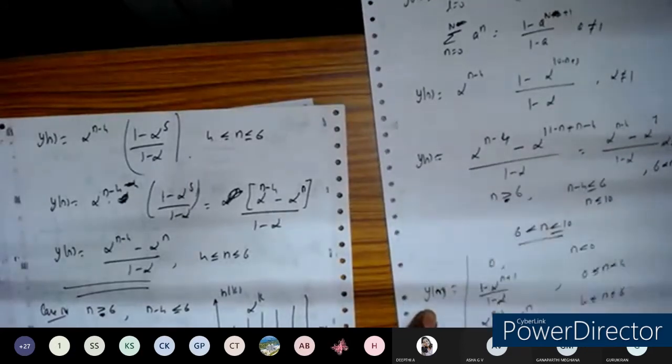So that is the case 2 we got here, and in the case 3 we got alpha to the power of n minus 4 minus alpha to the power of n divided by 1 minus alpha. So this is for 4 less than or equal to n less than or equal to 6 here, and for this one, 6 to 10, we have alpha to the power of n minus 4 minus alpha to the power of 7 divided by 1 minus alpha. So this is for the case 6 less than n less than or equal to 10 here. Done, right?